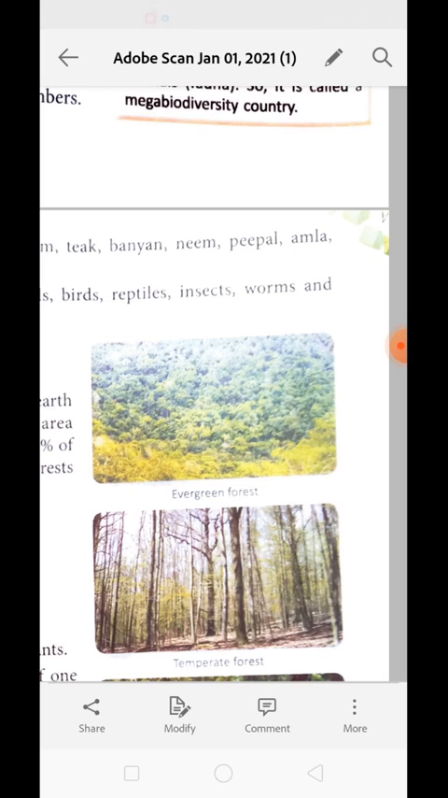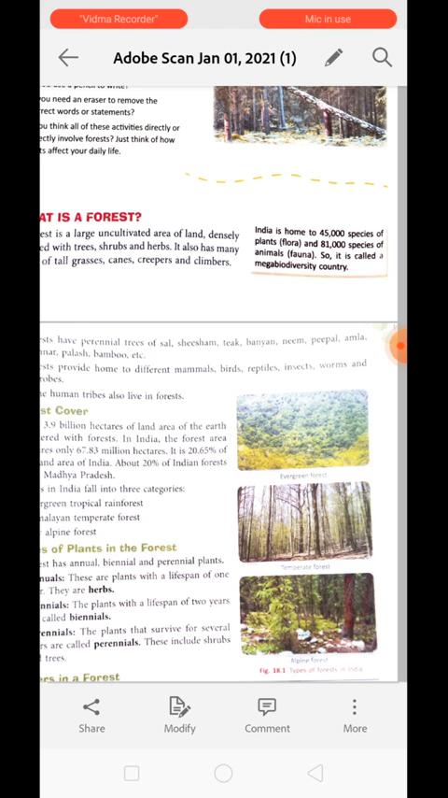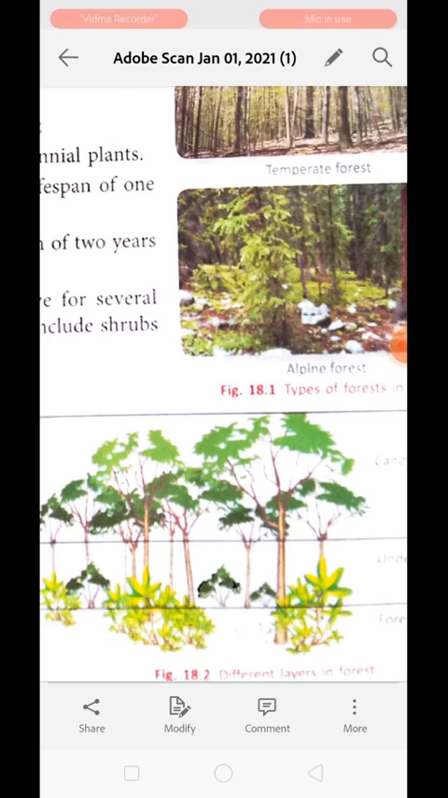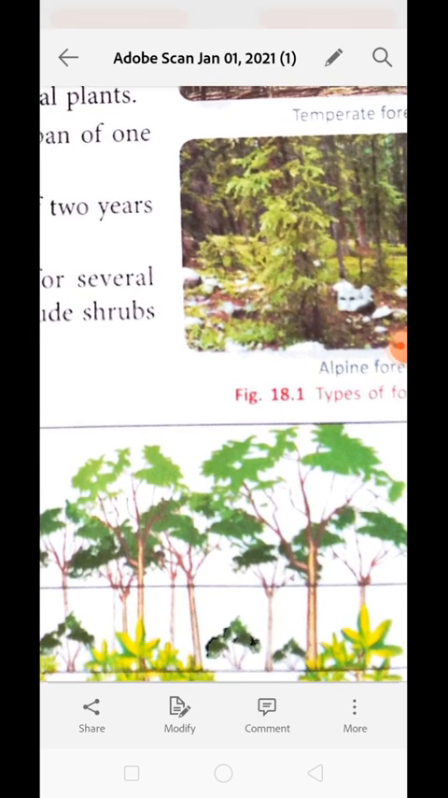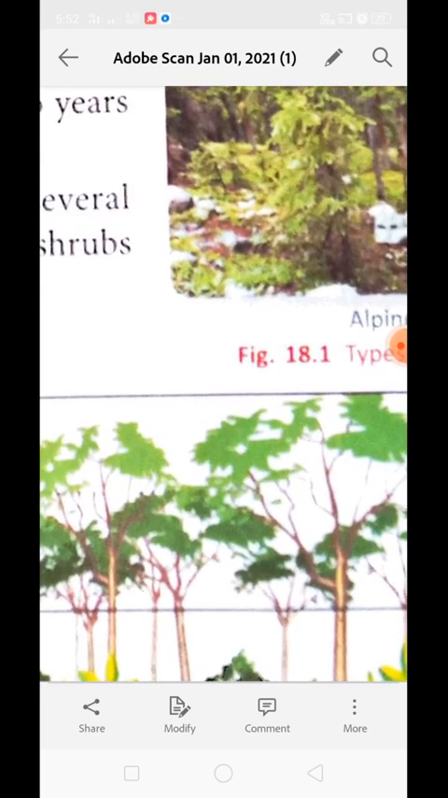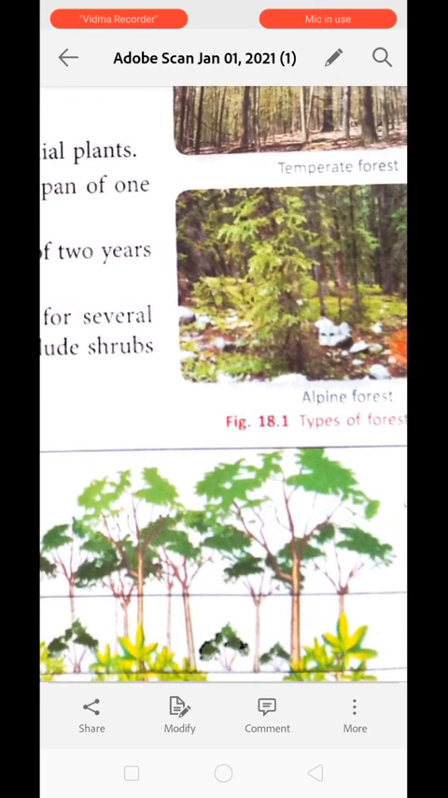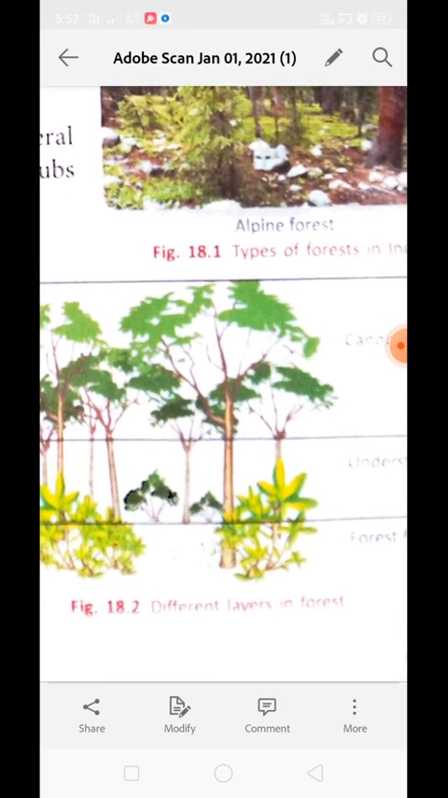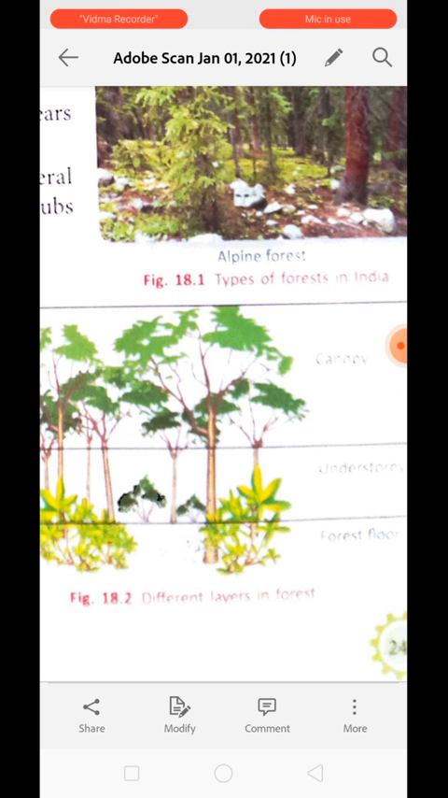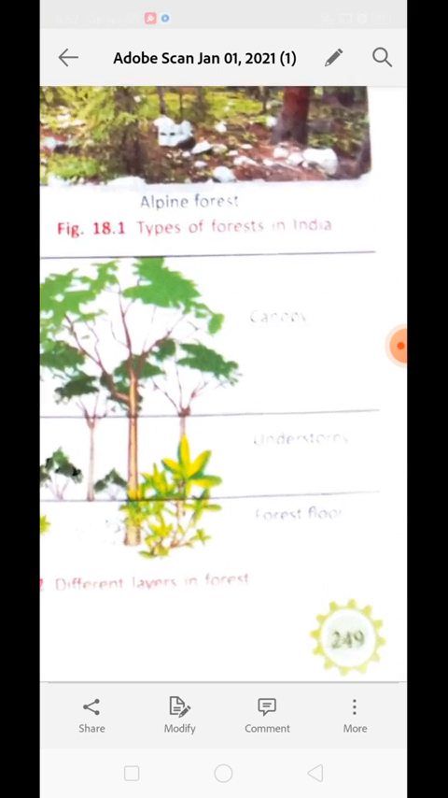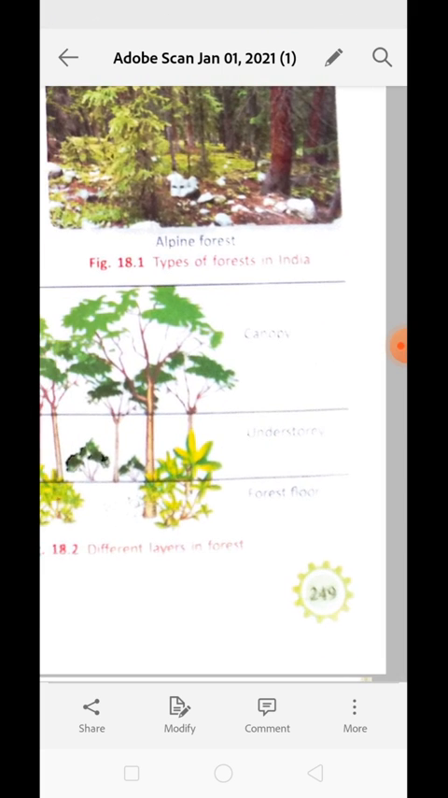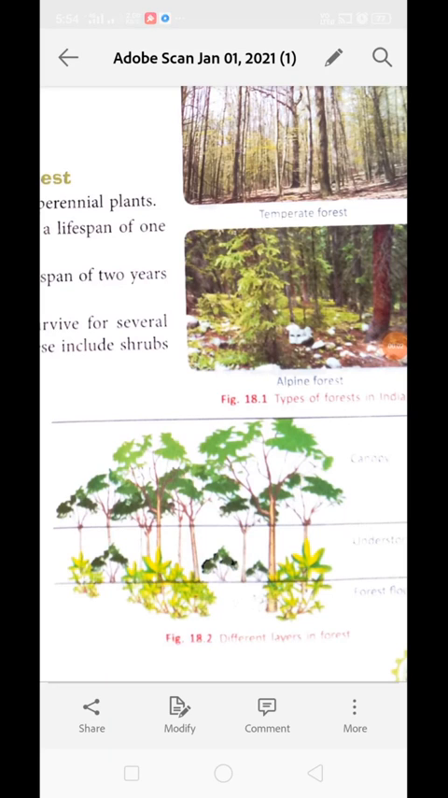Understood? The crowns are of different types and different sizes and form several horizontal layers in a forest. These layers are divided into canopy and understory. Okay, just see the taller trees. The crown part of taller trees are forming the canopy over here, whereas the crown part of shrubs are forming understory. Understood? This is the understory. So basically the layers are divided into canopy and understory.